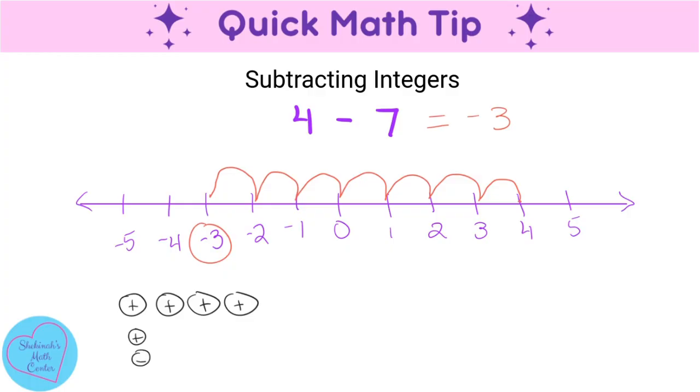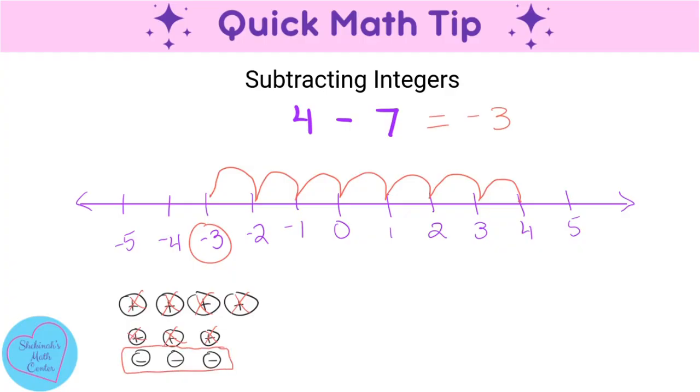We need 7. So let's add another 0 pair. Here's a positive and a negative. Now we have 6, so we need one more 0 pair. Positive, negative. So now we have what we need to take away. We have to take away 7. So let's take that away. That's 1, 2, 3, 4, 5, 6, 7. We are left with a -3.